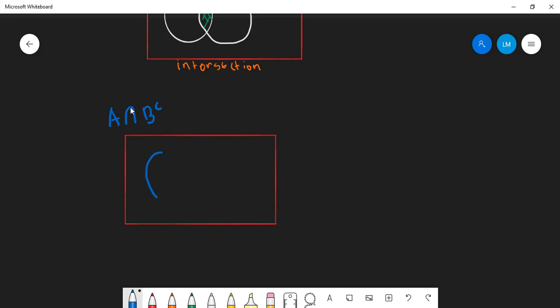So let's say that we have our event A, and let's say that we have our event B. So this is going to be event A, and this is going to be event B. But what this is telling me is that I want to look for all of the elements that are in A and all of the elements that are not in B. But an easy way to look at that is to look at the set A and just remove the part that's in B. So in this case, that would give you this portion right here.